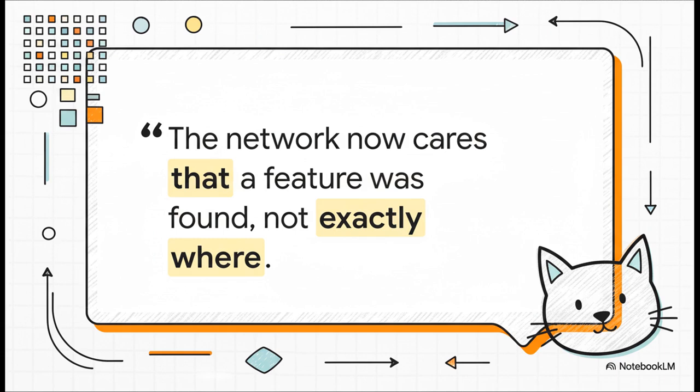By summarizing the map, the network starts to care less about exactly where a feature was. It just cares that a feature, like a pointy ear shape, was found in a general area. This is what makes the AI so flexible. It's why it can recognize a cat, whether it's perfectly posed or curled up in a weird ball.